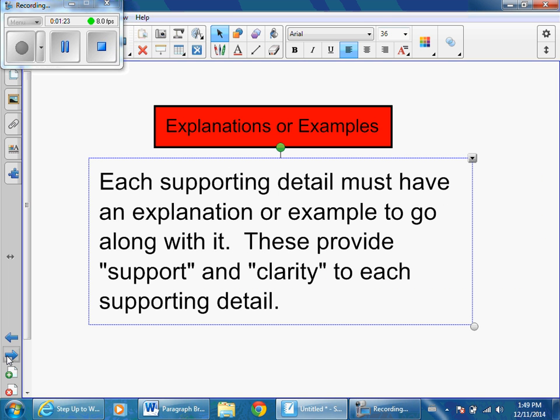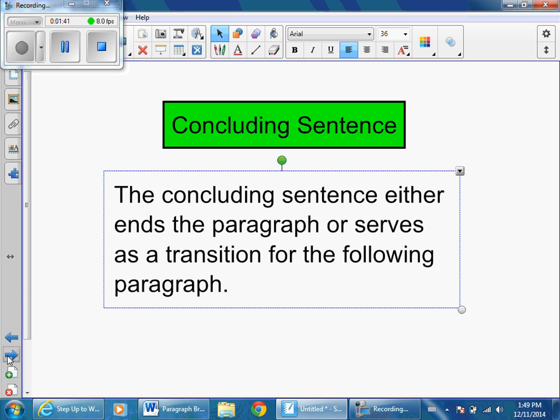And the explanations or examples are connected to the individual supporting details. So each supporting detail should have an explanation or an example that helps to add clarity or provide some kind of support for each detail. And lastly is the concluding sentence. The concluding sentence's job is either to tie off the writing and finish the paragraph, or if you're writing a multi-paragraph essay, to serve as a transitional sentence that will spring the reader into the next paragraph.